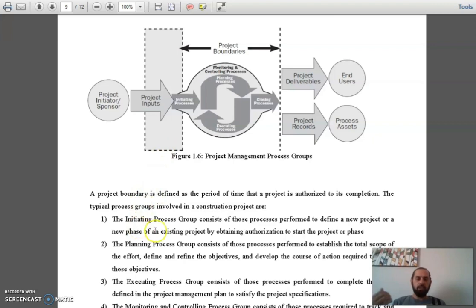So a new project or a new phase of an existing project by obtaining authorization to start the project.